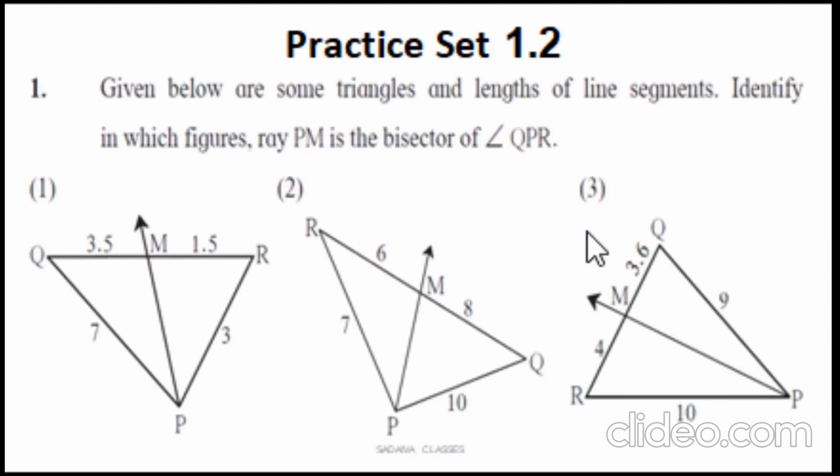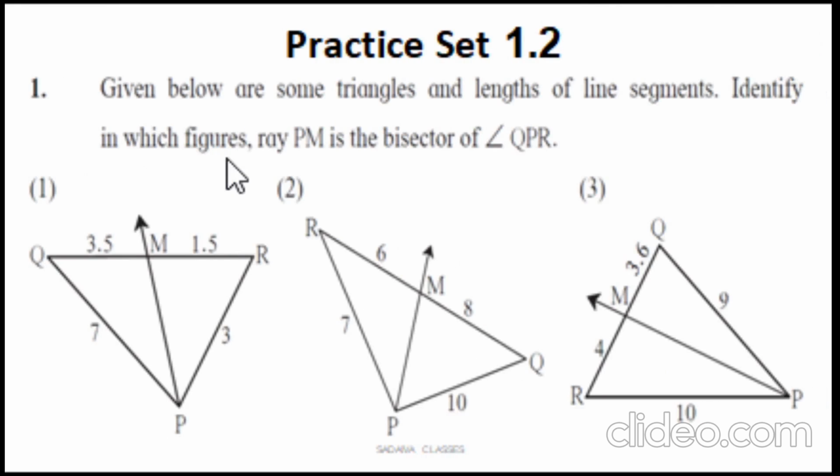Okay. Now, practice set 1.2, the first question is given. Given below are some triangles and lengths of line segments. Identify in which figure ray PM is the bisector of angle QPR. You are given triangle PQR and a ray PM. So we have to find out whether this ray PM is the bisector of angle QPR or not. Here we are going to use the converse of the angle bisector theorem.